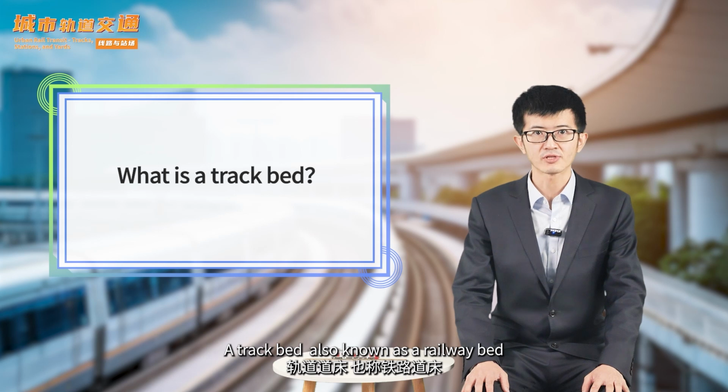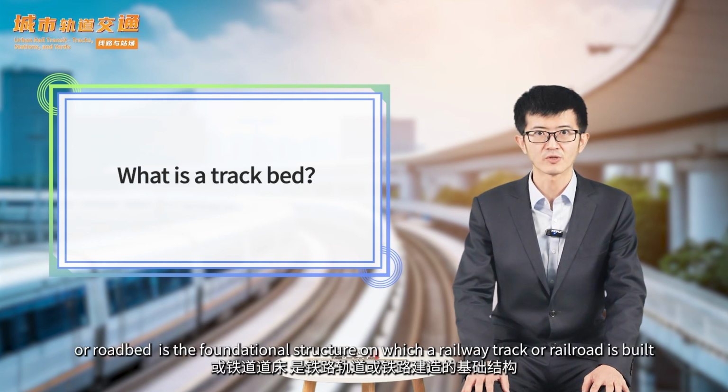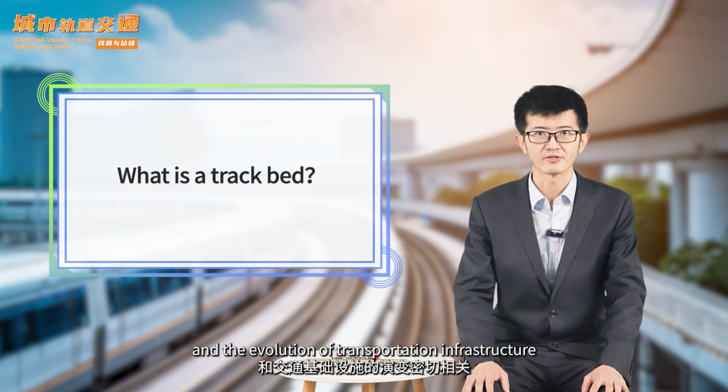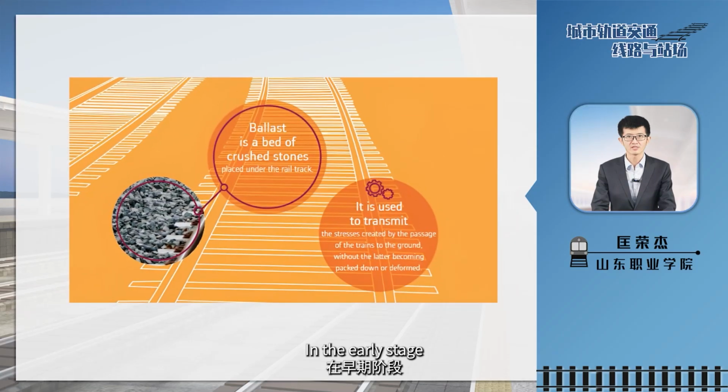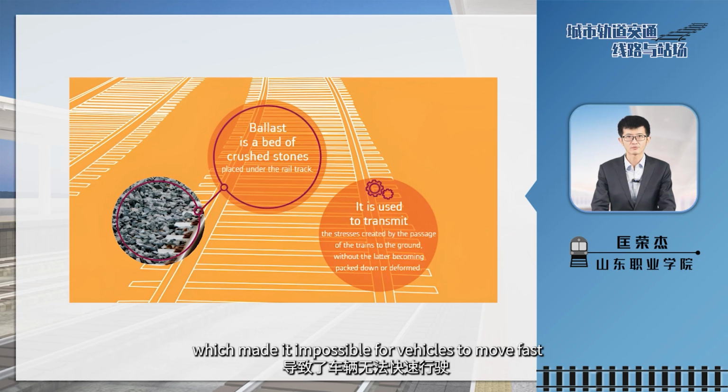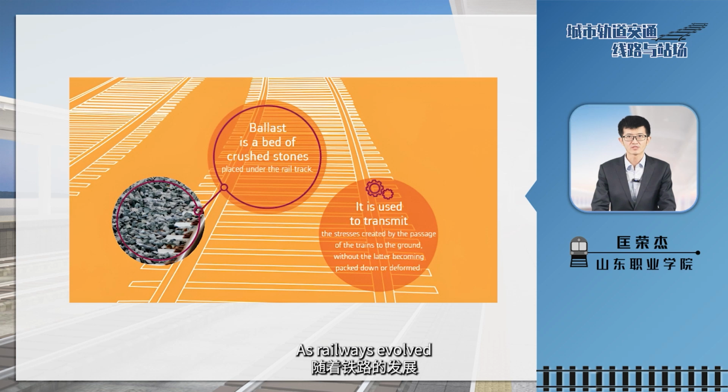A track bed, also known as a railway bed or roadbed, is a foundational structure on which a railway track or railroad is built. The history of the track bed is closely tied to the development of the railways and the evolution of transportation infrastructure. In the early stage, sleepers with iron rails were directly laid on the ground, which made it impossible for vehicles to move fast. As railways evolved, more advanced track bed construction techniques were developed. These include using track ballast.